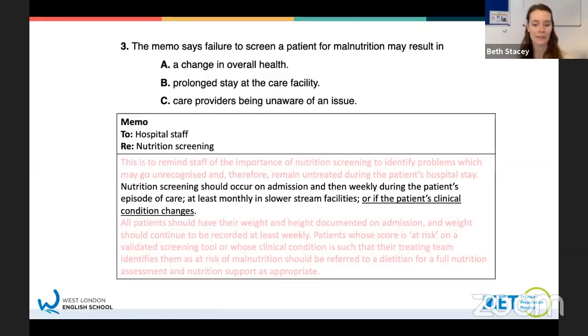Now, you may have decided to go for a change in overall health, and it might be because of that line, or if the patient's clinical condition changes. But this is only related to when nutritional screening should take place. So it should occur on admission and then weekly. So even though they look like they are similar or could be related, you've always got to look at the sentence before and very often at the sentence afterwards. And then you will see that this can't be our answer because it's not about failing to screen the patient. So A can't be our answer.